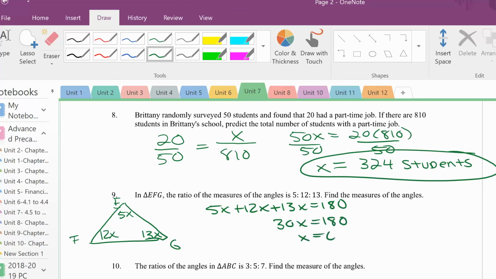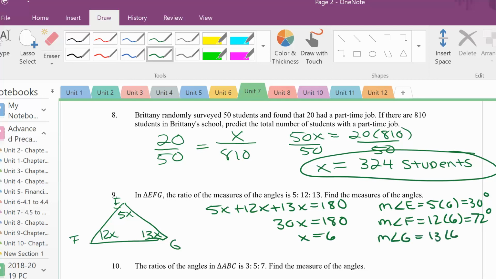So x equals 6. So that means the measure of angle E is 5 times 6, which is 30. The measure of angle F is 12 times 6, which is 72 degrees. And the measure of angle G is 13 times 6, which is 78 degrees. So those are the three angles. So go ahead and try the next one, and I'll show you the answer.